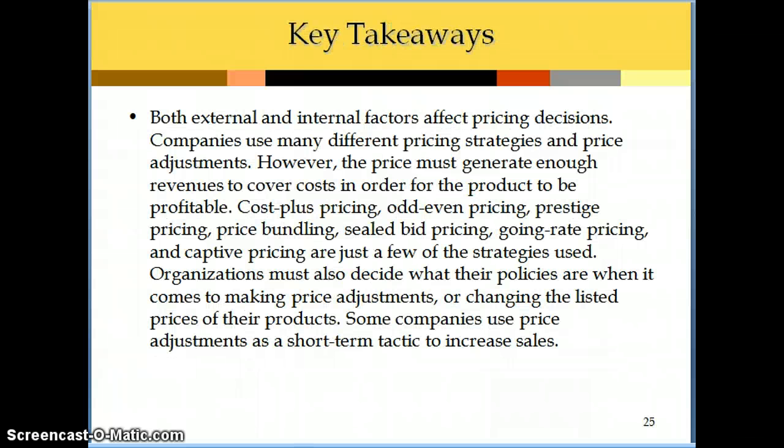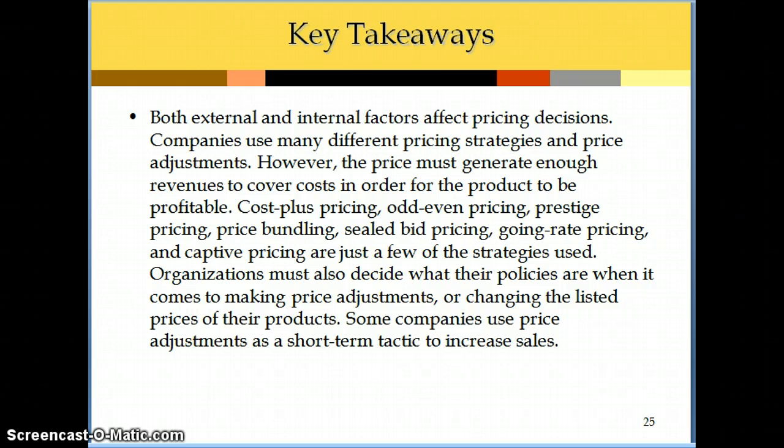Let's look at the conclusions for this chapter. We can say that both external and internal factors affect pricing decisions. Companies use many different pricing strategies and price adjustments. Price must generate enough revenue to cover costs in order for the product to be profitable. Cost plus pricing, odd-even pricing, prestige pricing, price bundling, sealed bid pricing, going rate pricing, and captive pricing are just a few of the strategies that companies use.